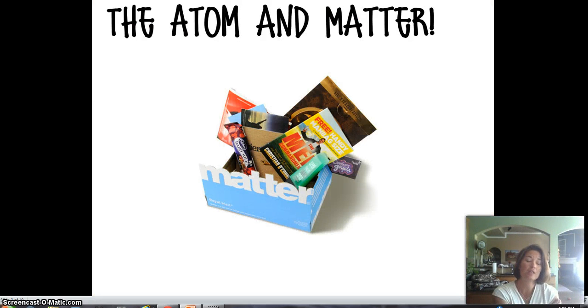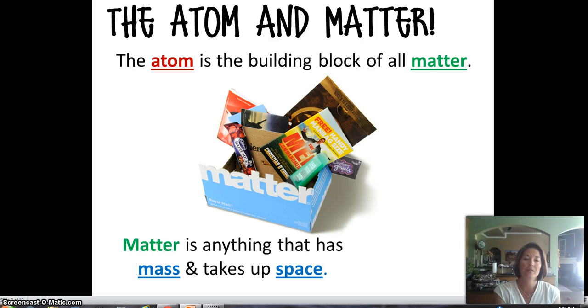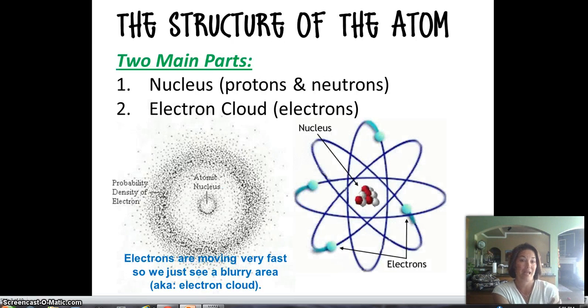The atom is important when we talk about chemistry because it really is the building block of all matter. Everything around you is made of matter, so everything around you is made of atoms. So the study of atoms is important. We're really going to be focusing on the structure of the atom, how it's built, and what it's made out of. Just a reminder of what matter is: matter is anything that has mass and takes up space.